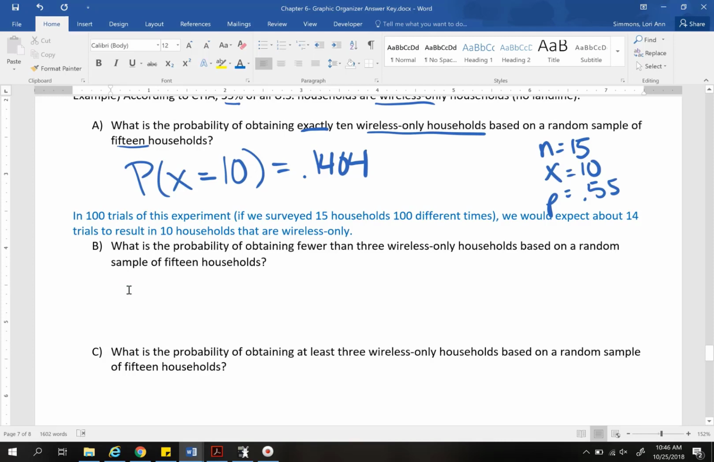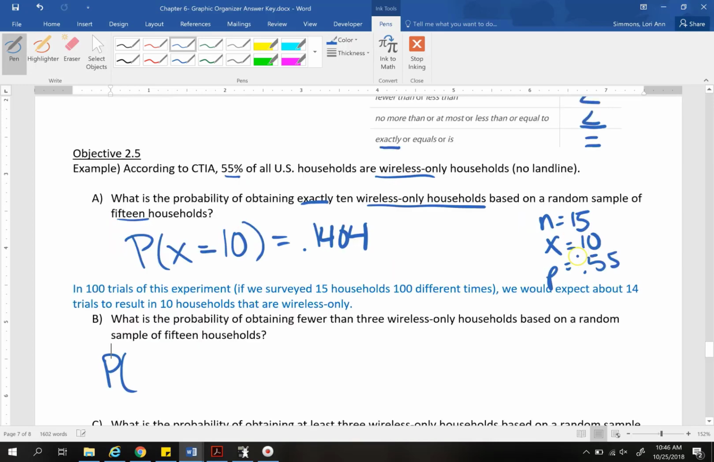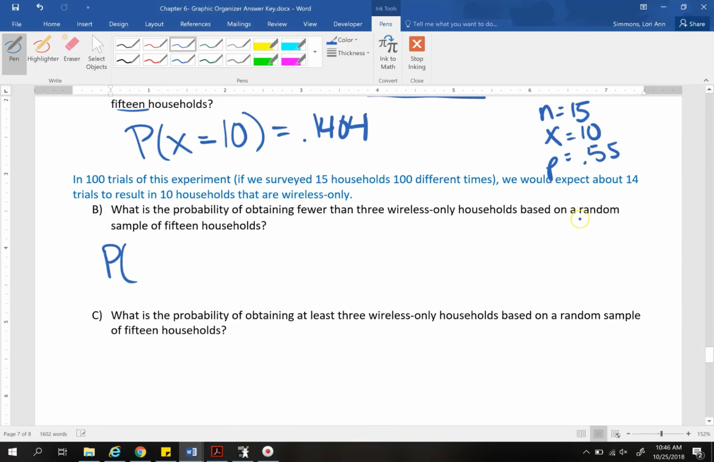All right, let's move on to B. What is the probability of obtaining fewer than 3 wireless only households? What does fewer than mean? That means less than.